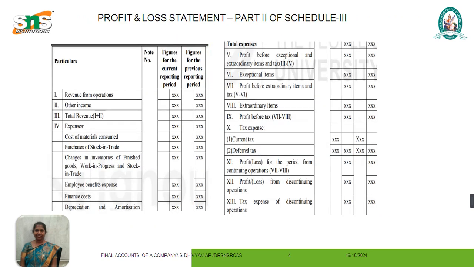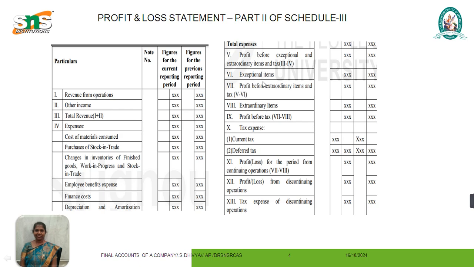This is the format of the profit and loss statement, Part 2 of Schedule 3. First is revenue from operations, second is other income, and third is total revenue, that is A plus B. Then expenses: cost of materials consumed, purchase of stock in trade, changes in inventories of finished goods, work in progress and stock in trade, employee benefit expenses, finance cost, depreciation and amortization. Total expenses gives the profit before exceptional and extraordinary items.